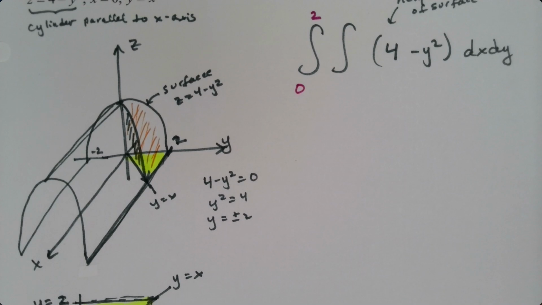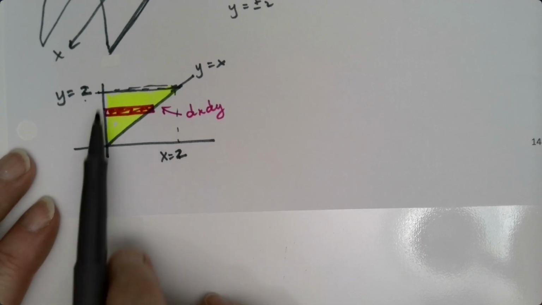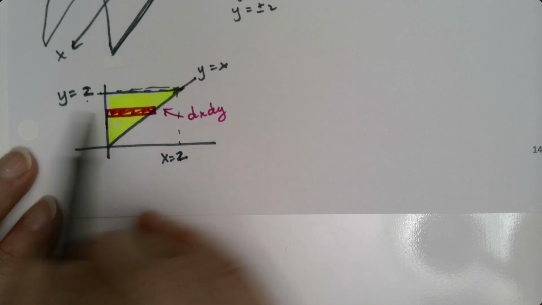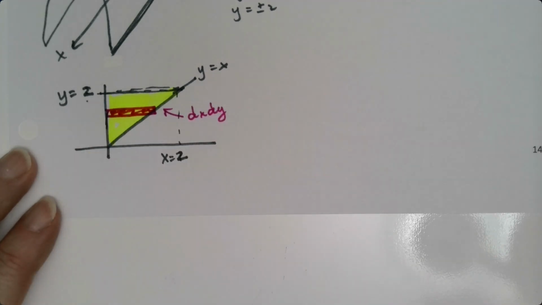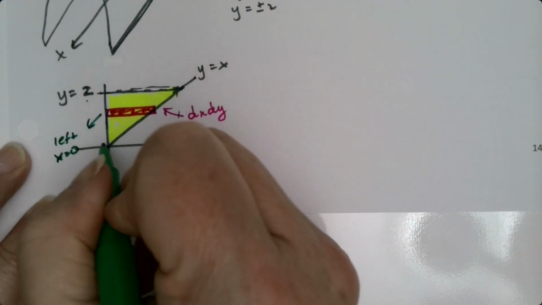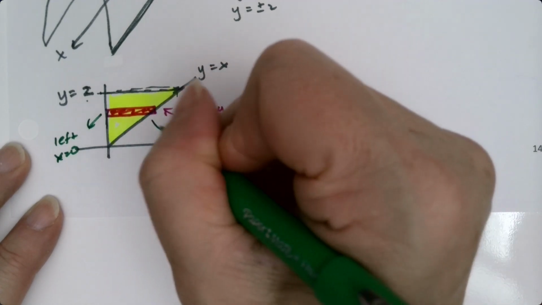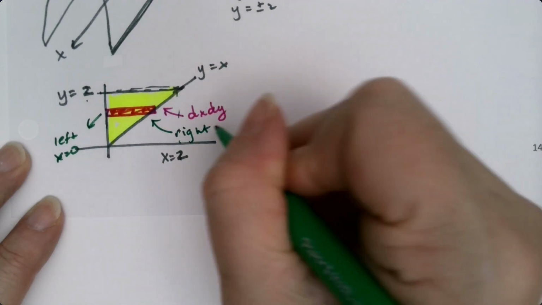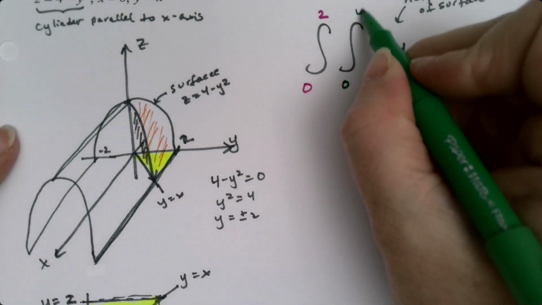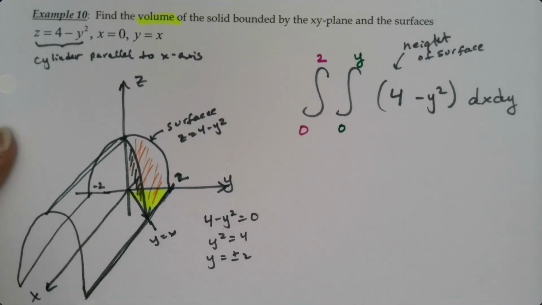And then x is not numbers, right? It's not numbers because a lot of students want to say, oh, it's 0, 2 also. No, it isn't, because this isn't a rectangle, right? This is a triangle. So we start at x equals 0 over here on the left. I agree, because that's a straight line. Over here, this is a diagonal line, so it's going to vary. So the right side is x equals y. So we're going to go from 0 to y, right? X equals y.